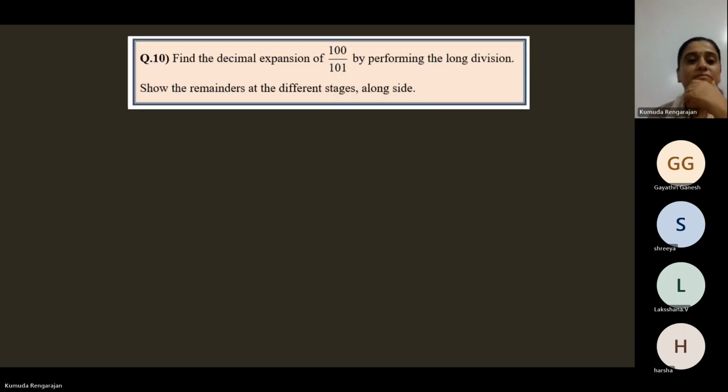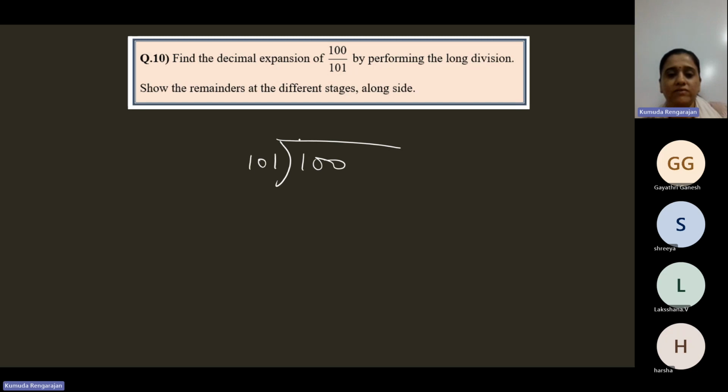Okay, next one. Find the decimal expansion of 100 by 101 by performing the long division. Show the remainders at the different stages alongside. Basically, do the long division and show the remainders. And please start like this. 101 zero times zero, and 100 is the remainder. Please start like this. Then keep a point, add a zero, and continue.